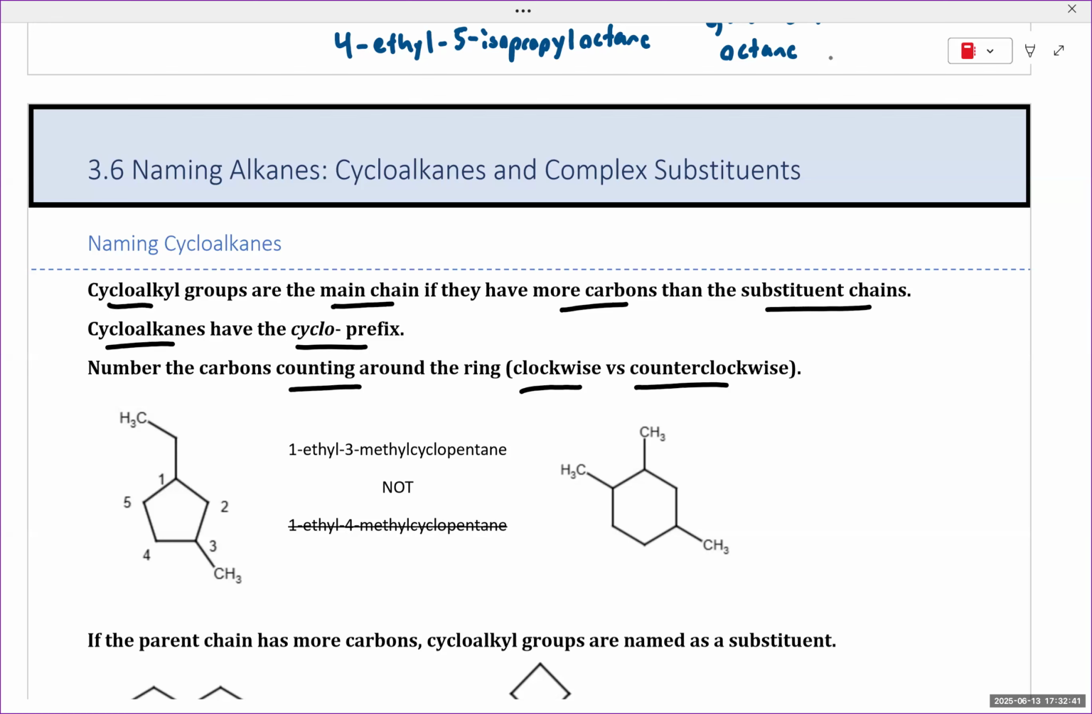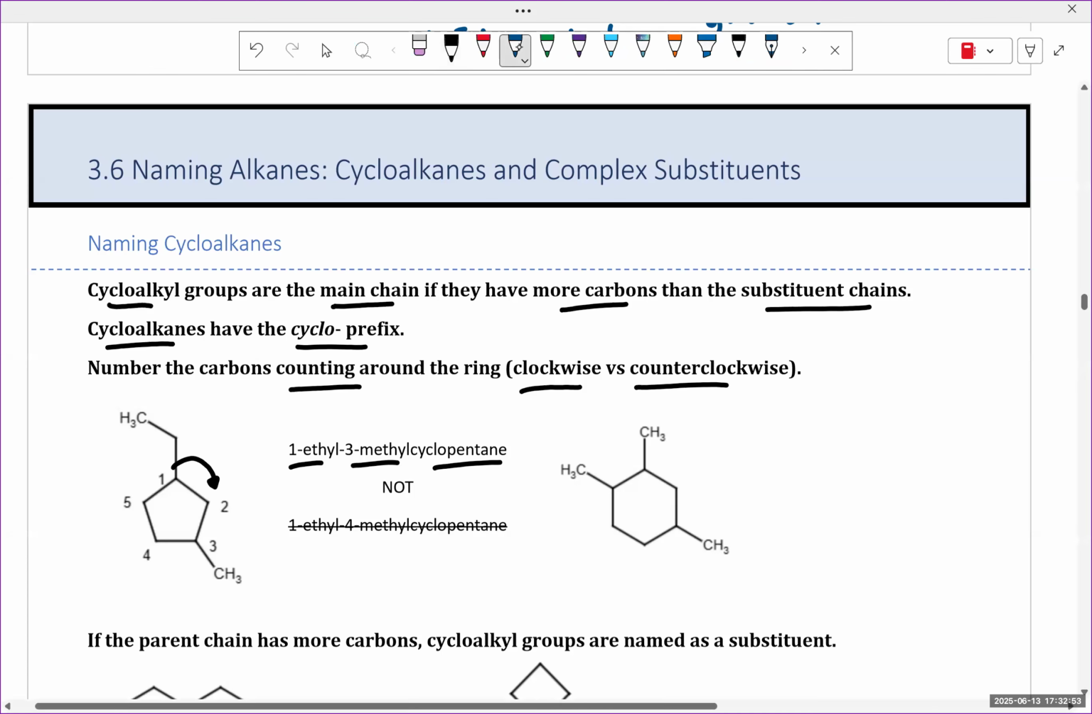So for example, this compound here will be named as 1-ethyl 3-methyl cyclopentane. We're counting clockwise around the ring rather than counterclockwise. Why? If we counted counterclockwise, we'd end up with 1,4 instead of 1,3 as our locant numbers.